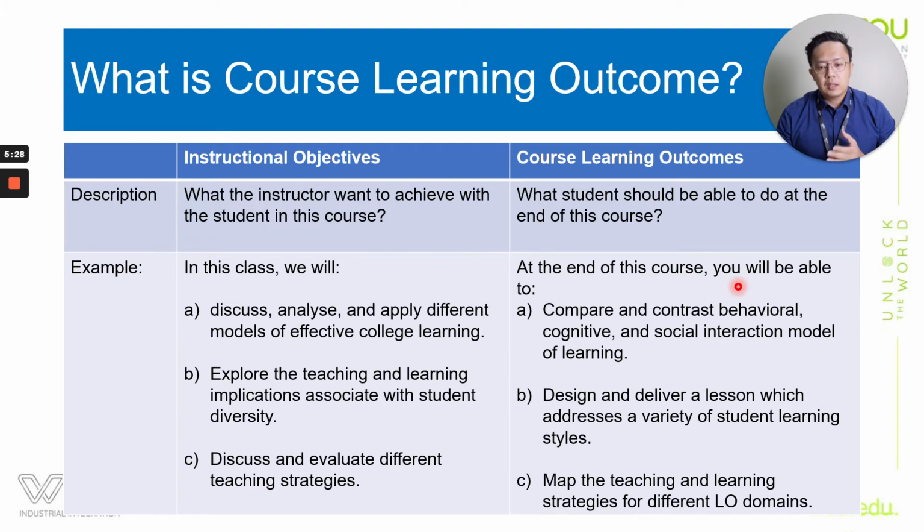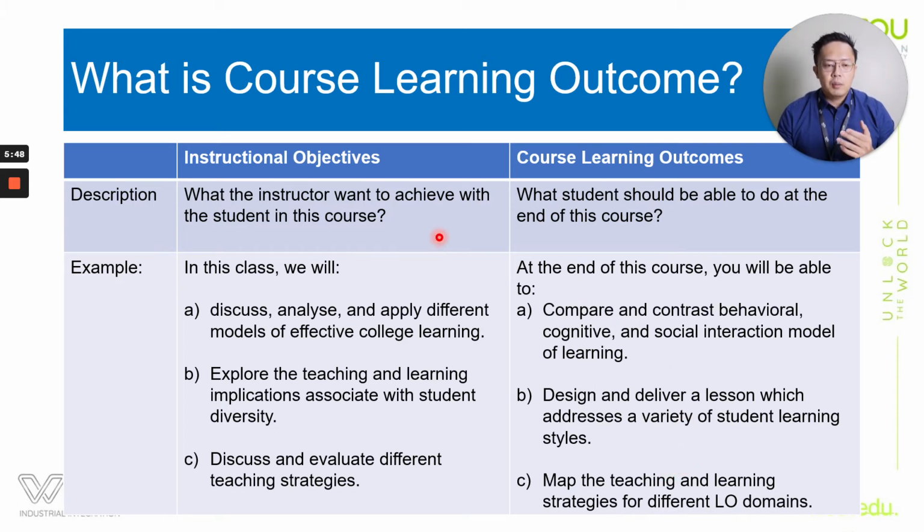At the end of the course, you will be able to compare and contrast behavioral, cognitive, and social interaction models of learning. Design and deliver a lesson which addresses a variety of students' learning styles. Map the teaching and learning strategy for different learning domains, learning outcome domains.